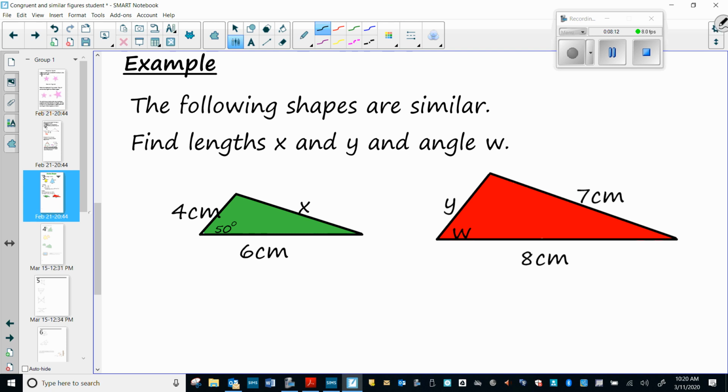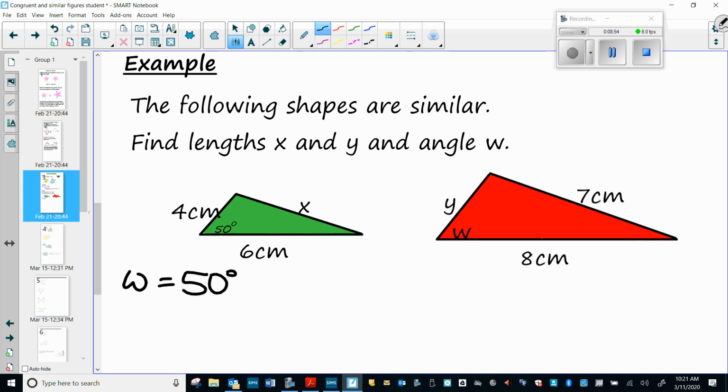Yeah, absolutely. Good job. Alright, so the following shapes are similar. So in this question they've told us that they are similar. We don't have to decide if they're similar or not. We need to find lengths x and y and angle w. So I would suggest angle w is the easiest one to establish. They should normally give you a little bit more information to make it clear that these two would be the corresponding angles, but let's just assume. So what would angle w be? 50, yes? So angle w would be 50.